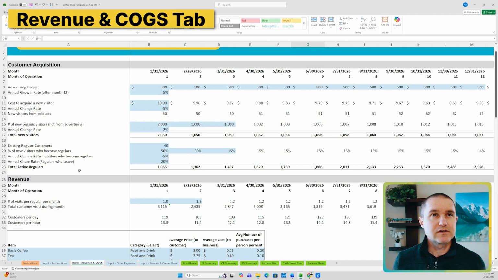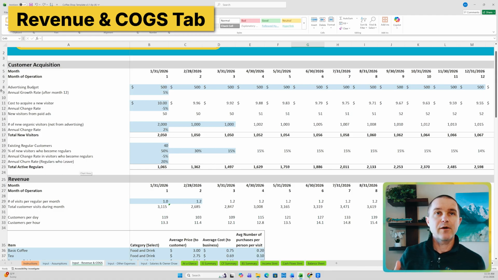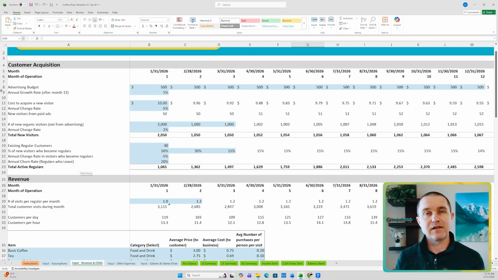Okay, so let's move on to our revenue model. So here, what we're going to do is say, okay, well, how are we going to get customers? That's what a lender's going to want to know. You don't want to just say, we're going to build it and they will come. That's probably a bad thing to tell your lender.